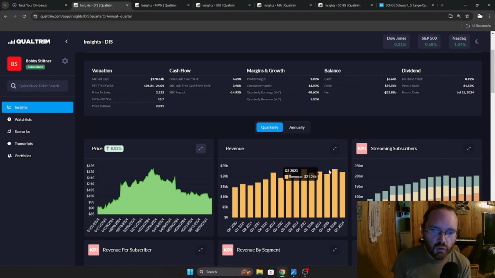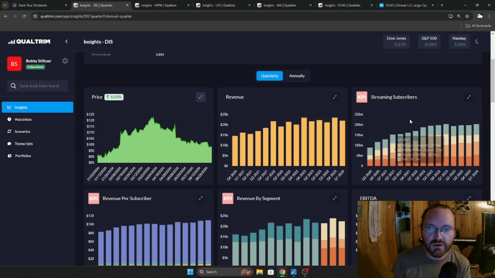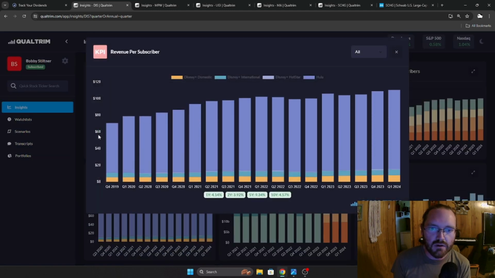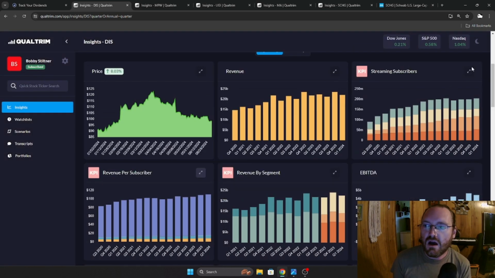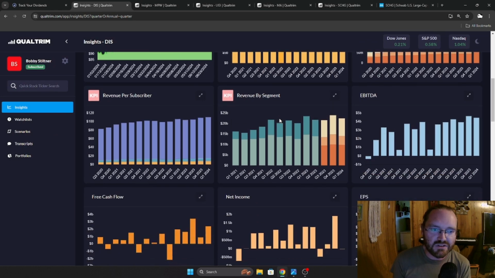So this is by quarter, as you can see here, revenue. The thing that I really want to pay attention to is revenue per subscriber. They are making more and more money per person that's subscribed. You want to see this. I like that. That is good. Very, very good. Streaming subscribers, and you see it's trending in the right direction.